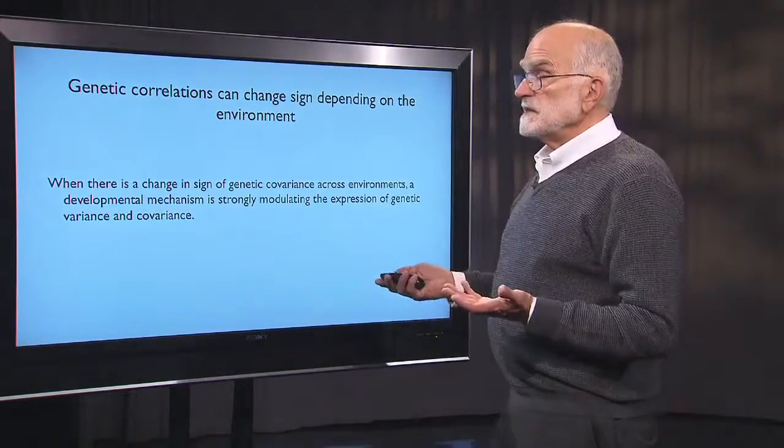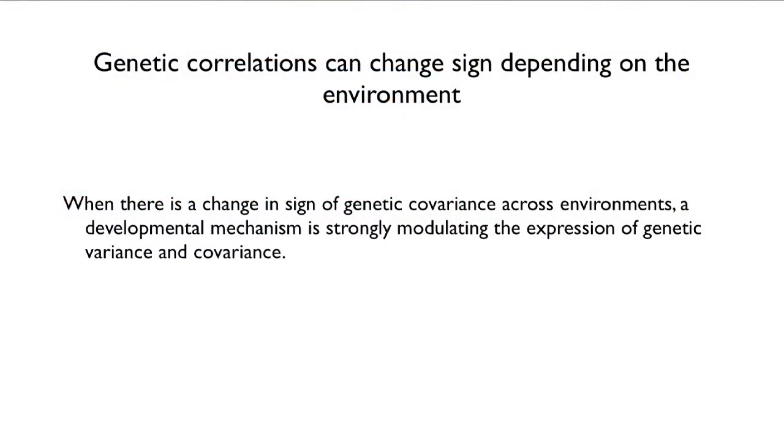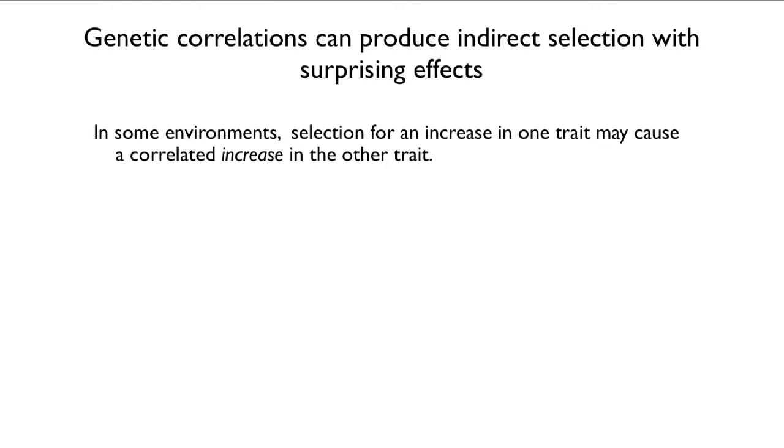This extends even to the interpretation of genetic correlations. Genetic correlations can actually change sign depending on the environment. And where there's a change of sign in something like a genetic correlation or genetic covariance, then a developmental mechanism, the controls over plasticity, that mechanism is strongly modulating the expression of genetic variation. And that can produce indirect selection with surprising effects.